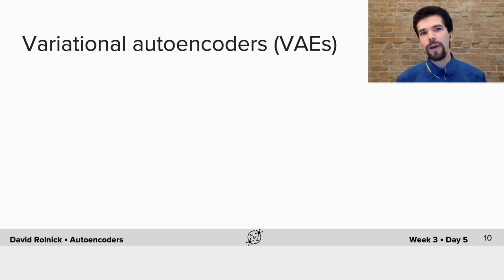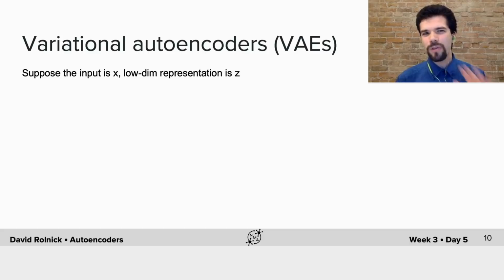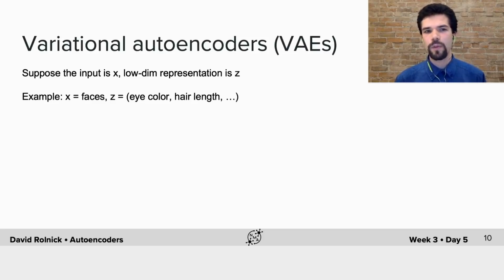Finally, I'd like to talk about variational autoencoders. What's the motivation here? Again, let's suppose that the input is x, our high-dimensional data, and that the low-dimensional representation that we're getting is z. For example, x might be faces, z might be features like eye color, hair length, and so on.